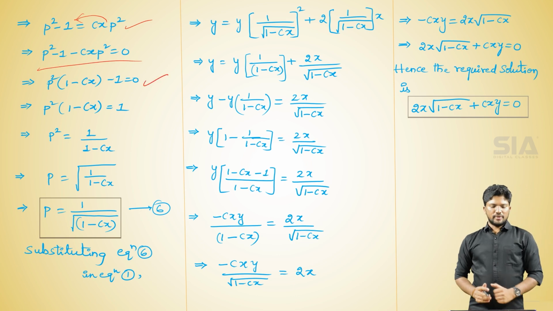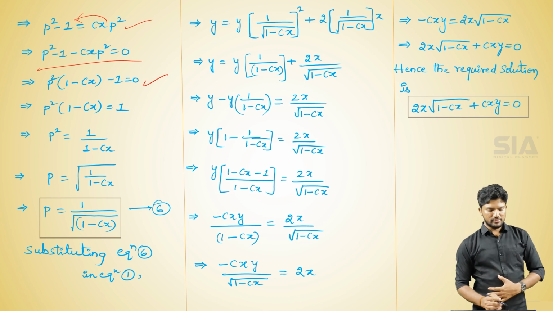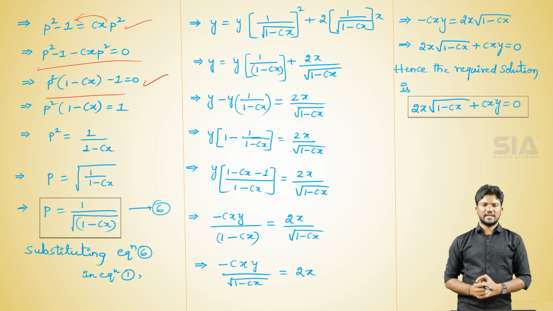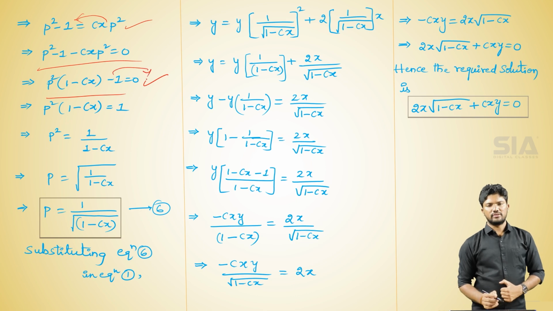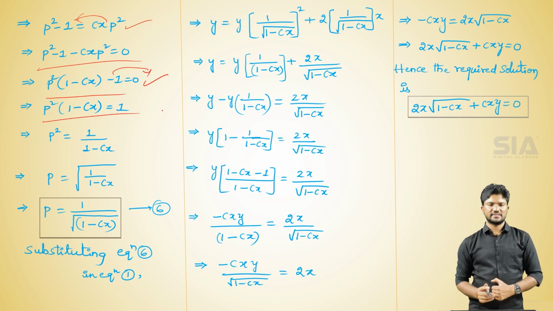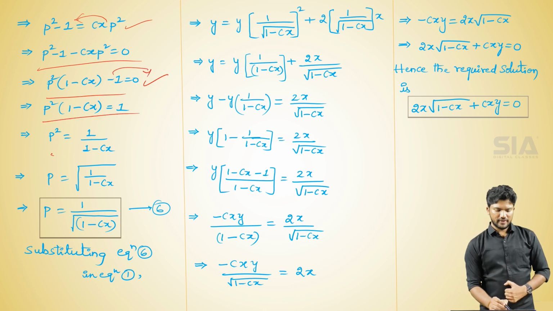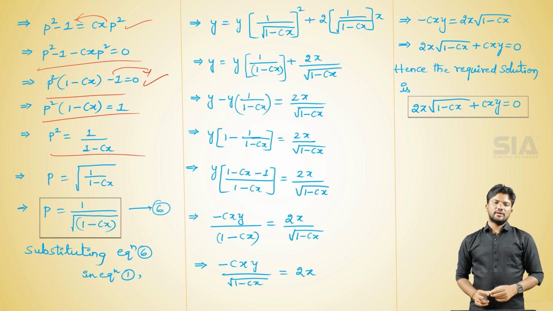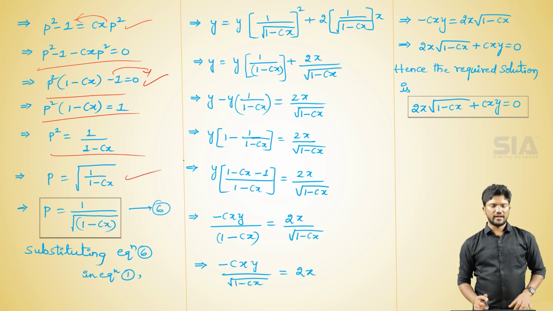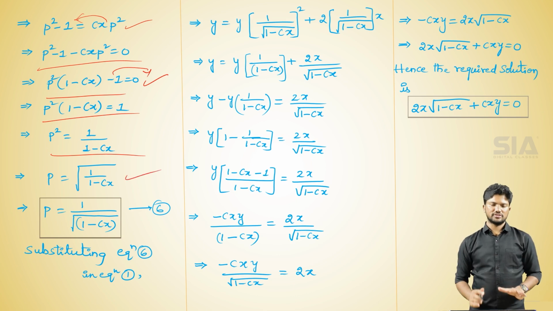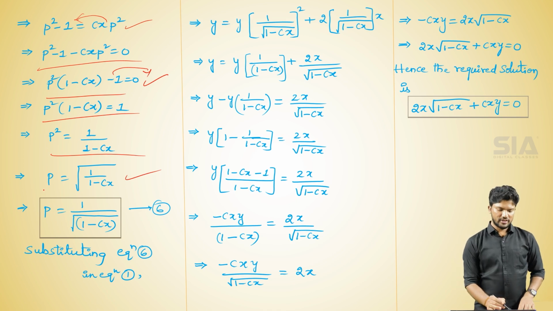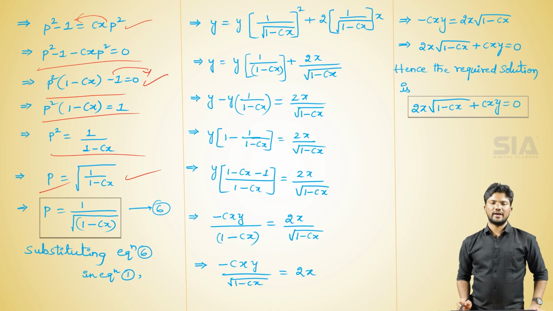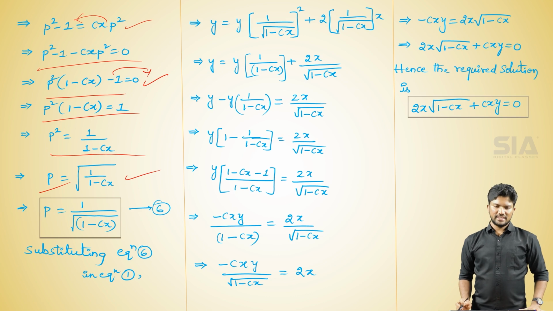Take P square common from the first term and last term. You will get P square into (1 minus Cx) minus 1 equals 0. Send this minus 1 to RHS, then P square into (1 minus Cx) is equal to 1. P square is equal to 1 by (1 minus Cx). Applying square root on both sides, the square root gets cancelled in LHS, so you will get P is equal to square root of 1 by (1 minus Cx).